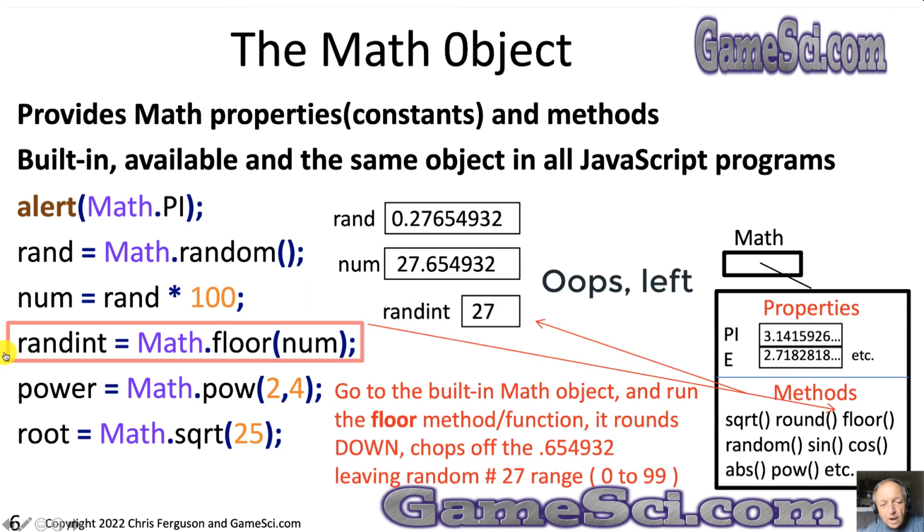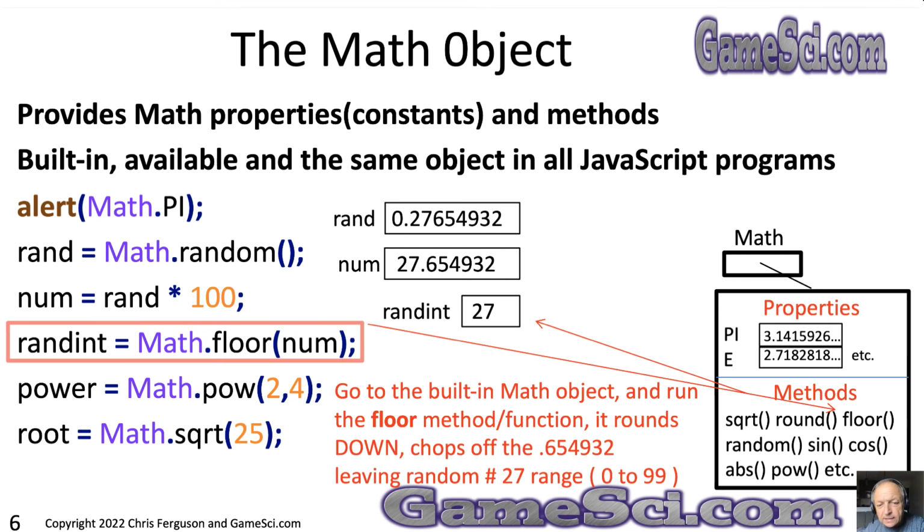Once I have them to the left of the decimal point, I'm going to go to the built-in math object. See the math dot there? That says go inside the math object. And this time run the floor method or function. What the floor method does is it rounds down. It chops off the decimal portion. So it's going to get rid of the 0.654932. It's just going to say get rid of it and leave me just the 27. Leaving the 27, which will be in the range of 0 to 99.